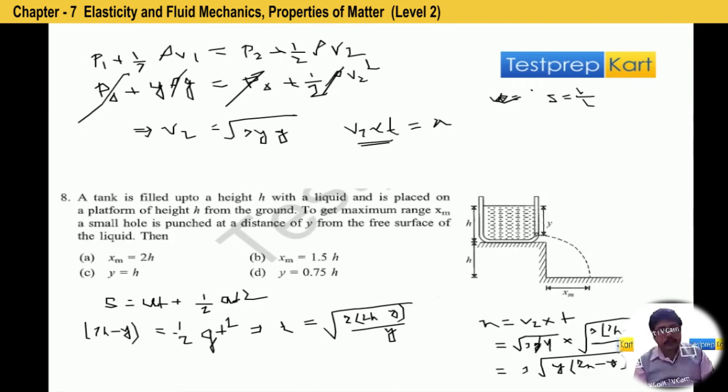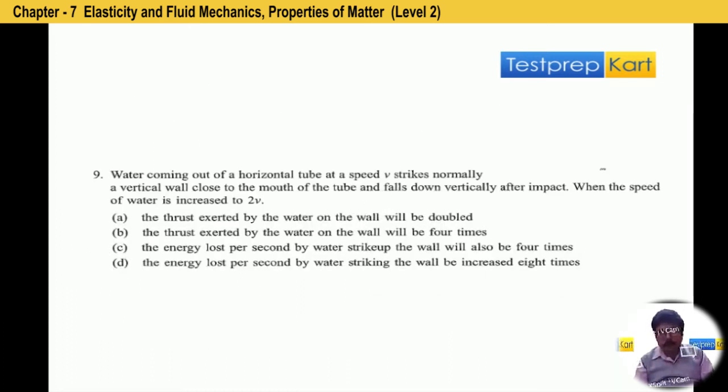So let's see. So h is equal to y, it is also correct, and x max is equal to 2h, it is also correct. So A and C both are the correct options. Now question number 9. What is coming?